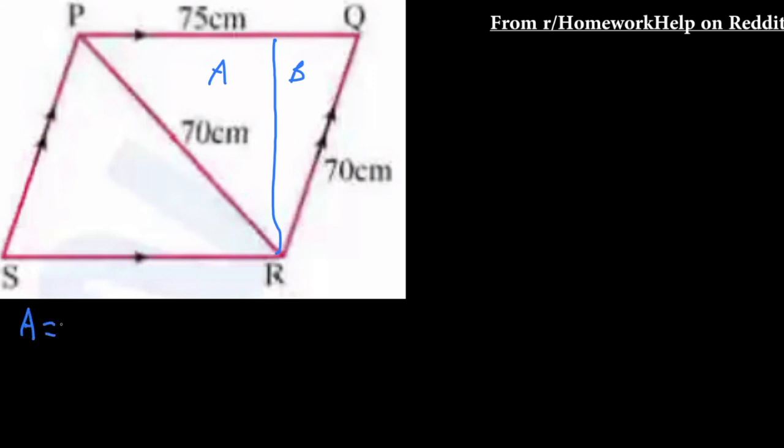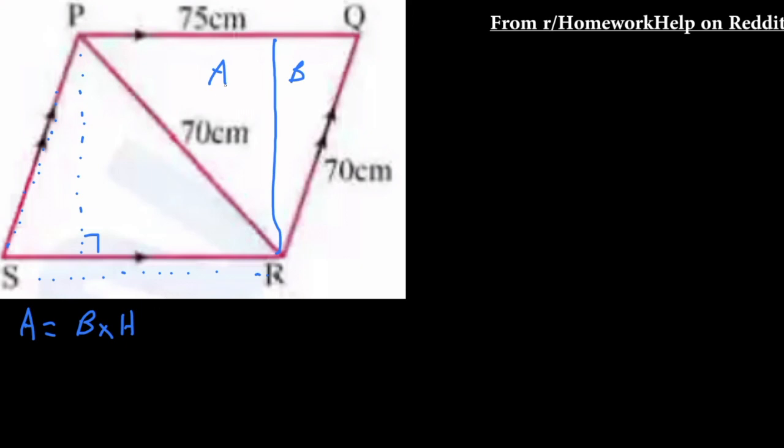Area equals base times height. The base, we already have that. That's 75. But the problem is we don't have the height. The height has to go straight down in a perpendicular fashion. We have a slant. This over here I'm going to call a slant. But we can't really use this in our formula for base times height for a parallelogram.